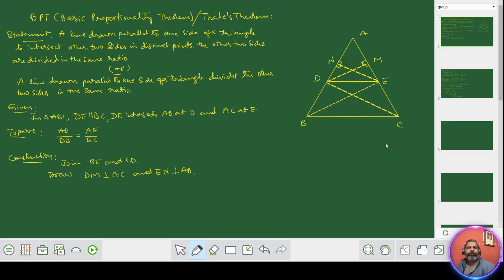Hello students, in this class we will see a very important theorem in triangles, called Thales theorem or BPT, the basic proportionality theorem. This is a very important theorem. It will be asked many times in the exams. Please concentrate and study well. 4 marks will be in your pocket.